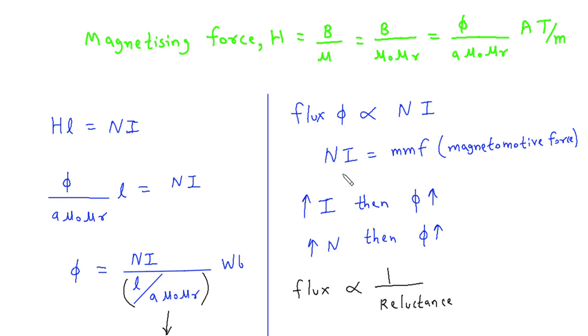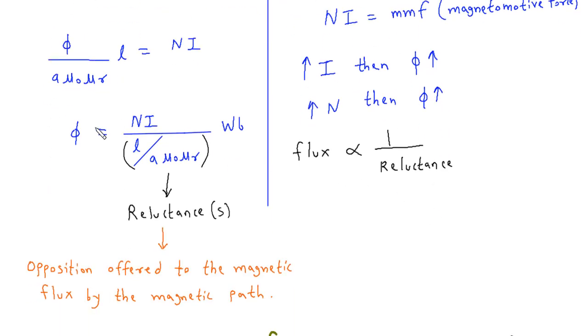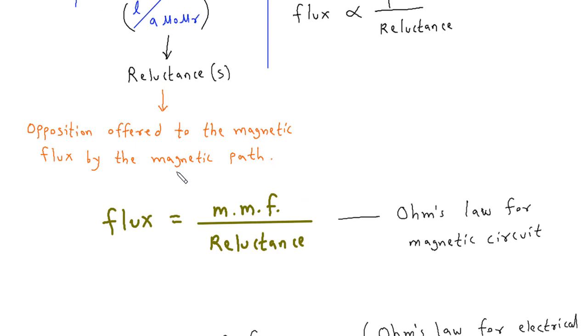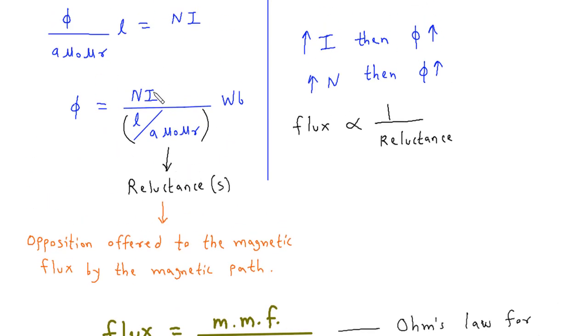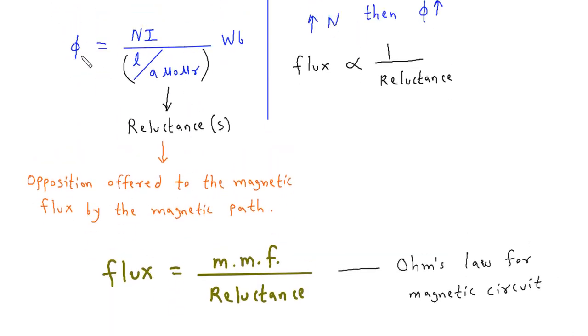Also from this we can say that when the current is increased, flux also increases, or when the number of turns increases, then flux increases. Also from this formula we can say that flux is inversely proportional to reluctance. This is the reluctance, L upon A mu 0 mu r. Also from this we can say that flux phi is equal to Ni, which is MMF, magnetomotive force, upon this reluctance.